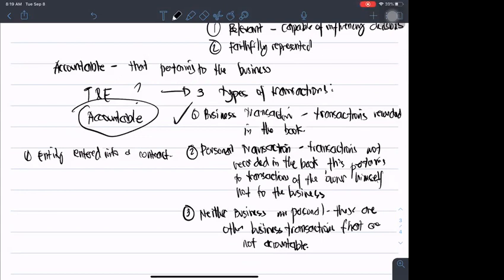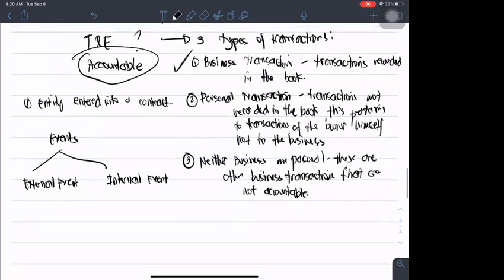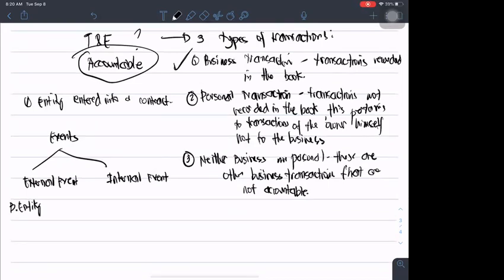Okay, so your accountable events can either be an external event or an internal event. So what is an external event? This involves the business entity and an external party. If it is an internal event, it only involves the business entity. Therefore, there is no external party in an internal event. So events can either be external or internal: external if it involves an external party, internal if it does not.